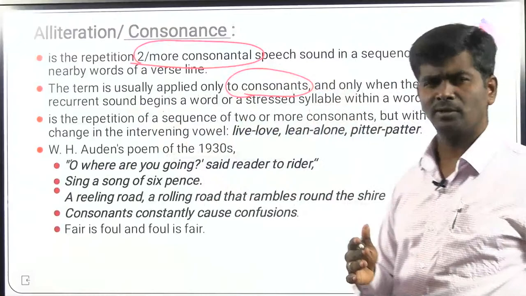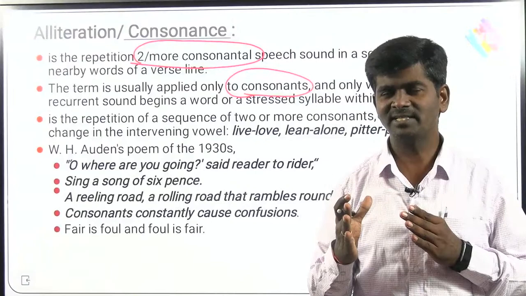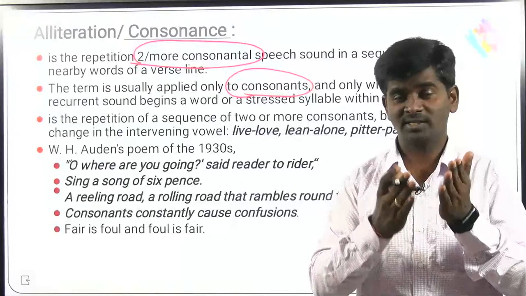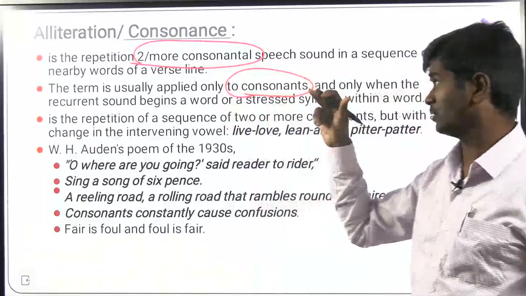Speech sounds are categorized into two types. There are 26 letters in the English language. These are pronounced as 44 speech sounds. Out of these 44, 20 are vowels and 24 are consonantal speech sounds. What are vowels? What are consonantal sounds? That you are aware of, I feel. So repetition of two or more consonantal speech sounds is alliteration, also called consonance.